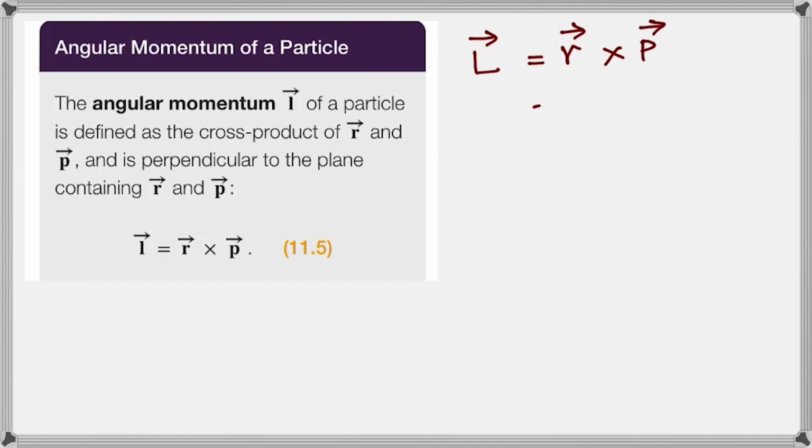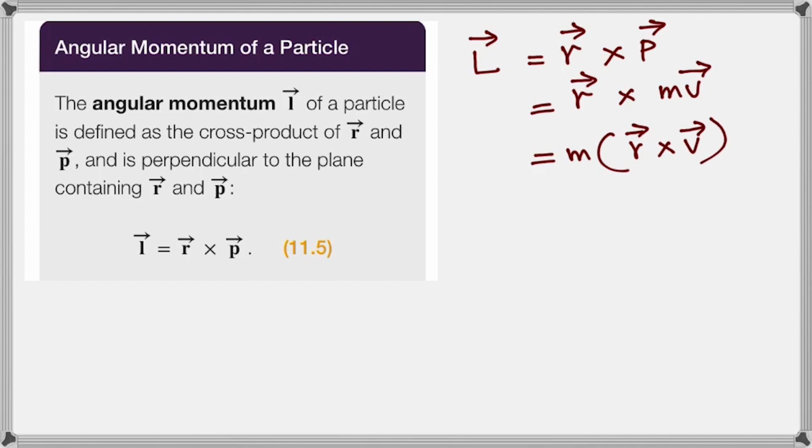So I'm going to substitute for P as mass times velocity. And then, of course, you can take the mass out because mass is a scalar. And you can take R cross V, which is the velocity. So that's how you would do it. So on the exam, if I give you the vector R and I give you the velocity in terms of i, j and k, you must know how to take the cross product of these two. And then after you take the cross product, multiply it with the mass. So that's number 2. Number 3.